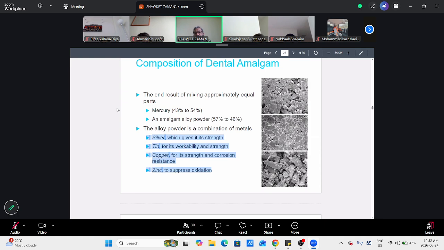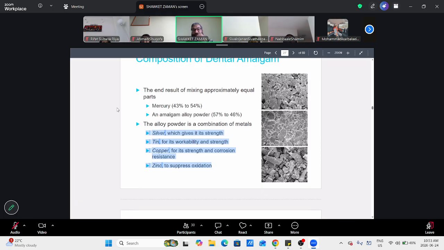So this is actually a picture from a scanning electron microscope. We call it an SEM image, S for scanning, E for electron, M for microscope. So under the microscope, the material looks like that. If we are only using powder particles of spherical shape, they look like that. They may be lathe cut particles, or they may be a mixture of both.